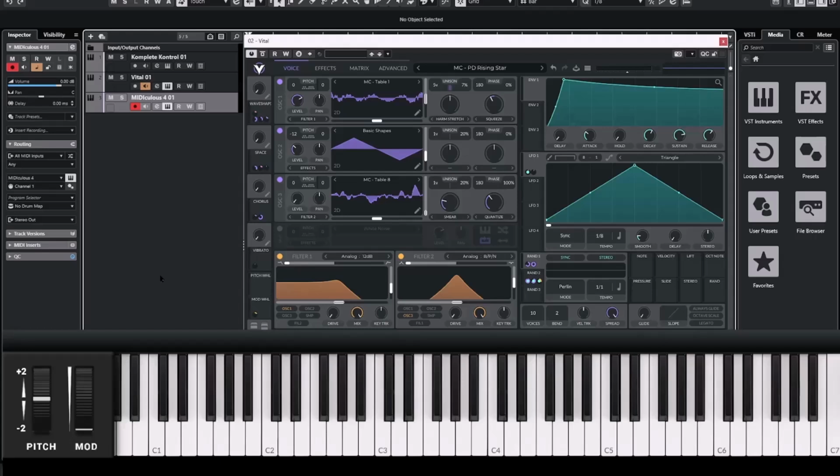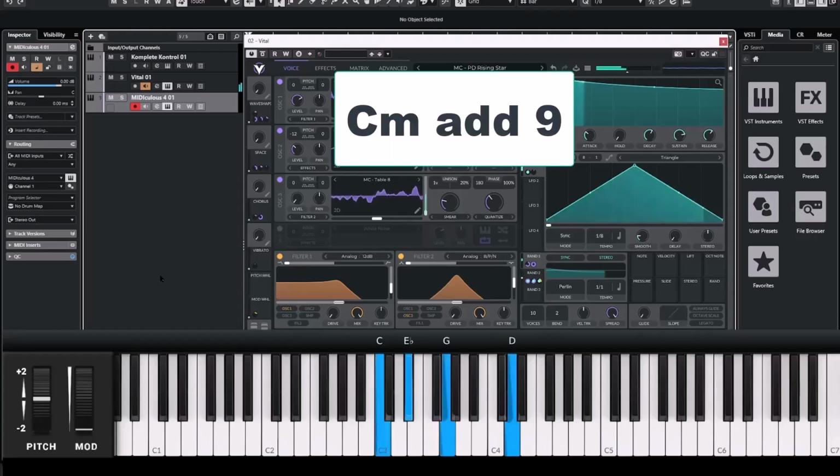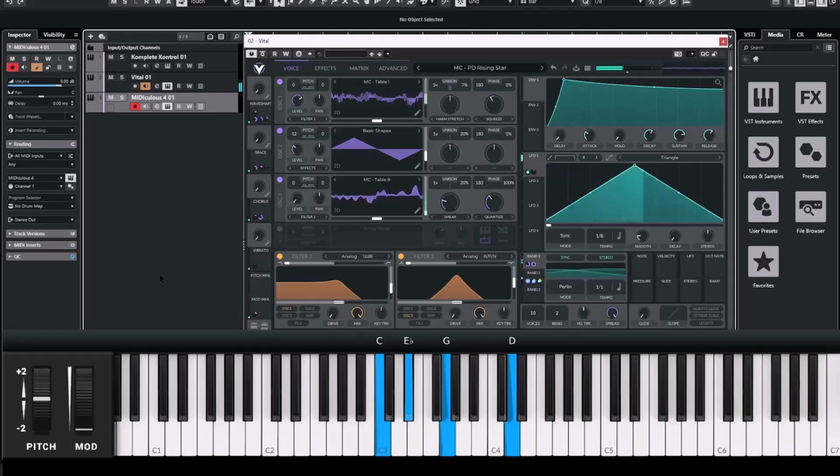Now, I wanted to keep everything in the key of C, just using the white notes, that is, for the sake of simplicity. But let's convert this C major add 9 to a C minor add 9. I think that is an absolutely wonderful sound. Very sad. I think it's a very sad sound.